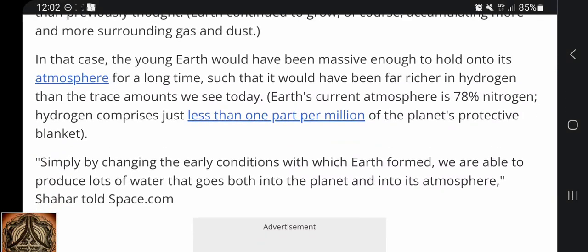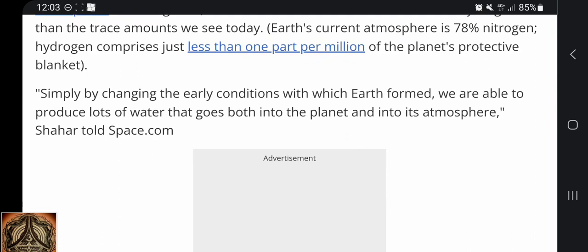Yeah, maybe it grows from the inside out, like almost all things do. In that case, the young Earth would have been massive enough to hold onto its atmosphere for a long time, such that it would have been far richer in hydrogen than the trace amounts we see today. Earth's current atmosphere is 78% nitrogen. Hydrogen comprises just less than 1 part per million of the planet's protective blanket.